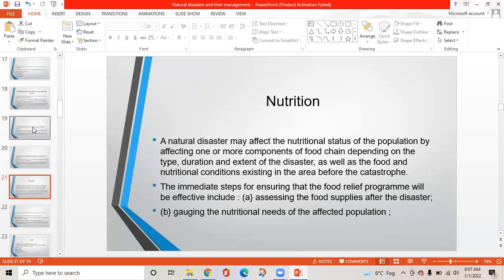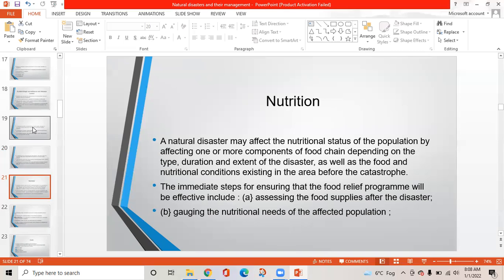Care of nutrition. A natural disaster may affect the nutritional status of the population by affecting one or more components of the food chain, depending on the type, duration, and extent of the disaster, as well as the food and nutritional conditions existing in the area before the catastrophe.